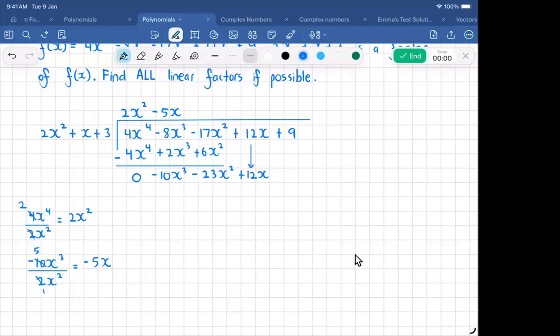Yes, sir. Okay, nice. What am I going to do now with minus 5x? Avinash? Then multiply by the whole divisor. So 2x squared into minus 5x, multiply. That's right. That'll be 10x cubed, minus 10x cubed. I was waiting for you to correct yourself.